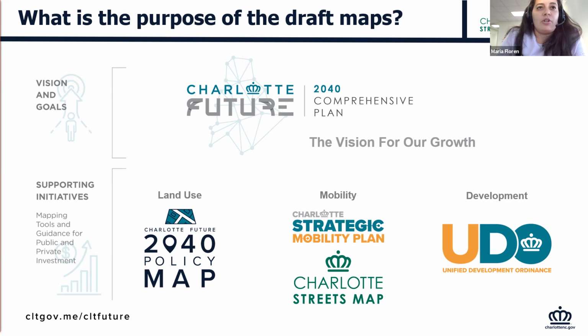The Charlotte Future 2040 policy map will identify appropriate locations for future development within our neighborhoods. The Charlotte Streets map will define the multimodal vision for Charlotte's streets to support mobility between the places where we live, work, and play. And the Unified Development Ordinance will consolidate and update the city's land development regulations so future development is aligned with the vision of the comprehensive plan.